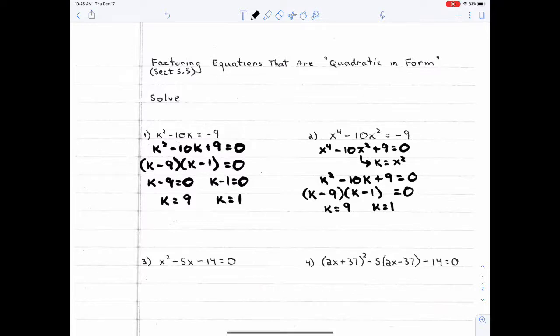Now here's the danger. Look at the original equation. It doesn't have a k in it. I'm not asking you to find k. I'm asking you to find x. Well, I knew from up here that k was x squared. Well, I found k, so now I substitute back in x squared for the k. And now, set it equal to 0.